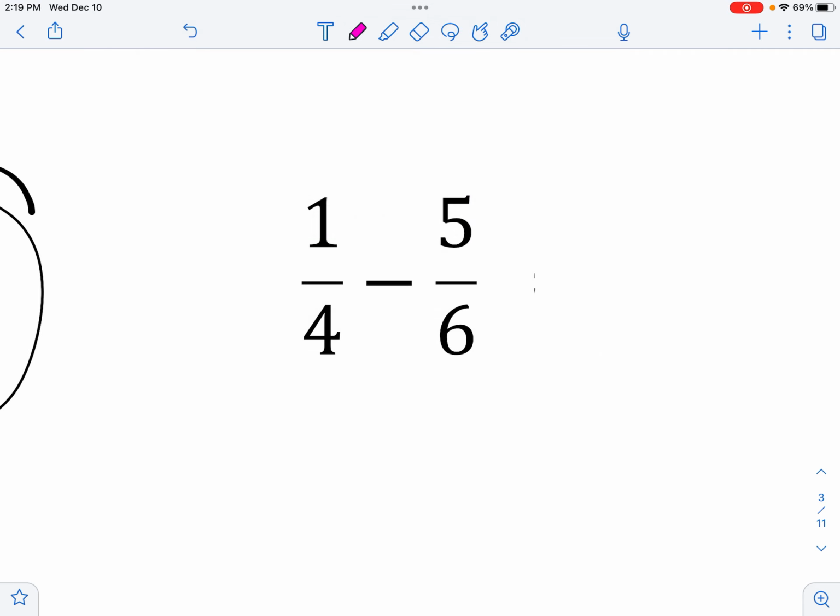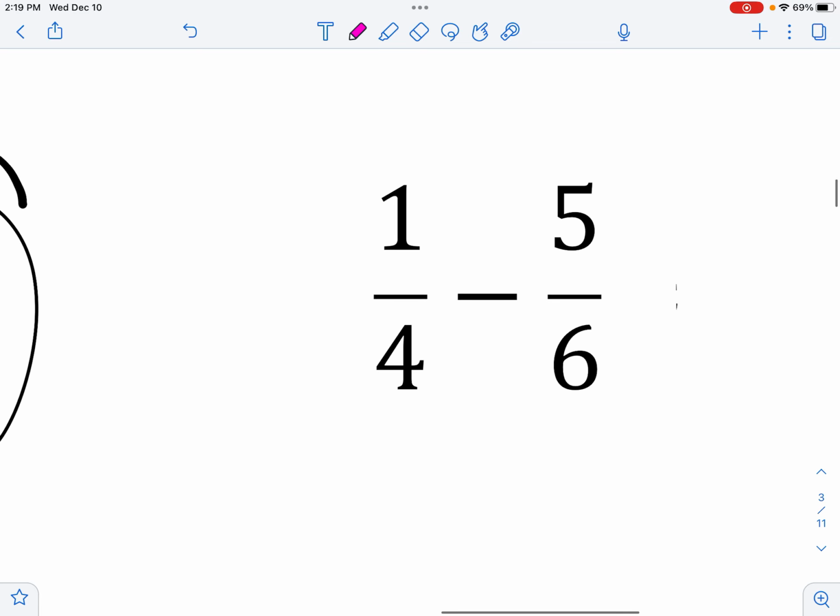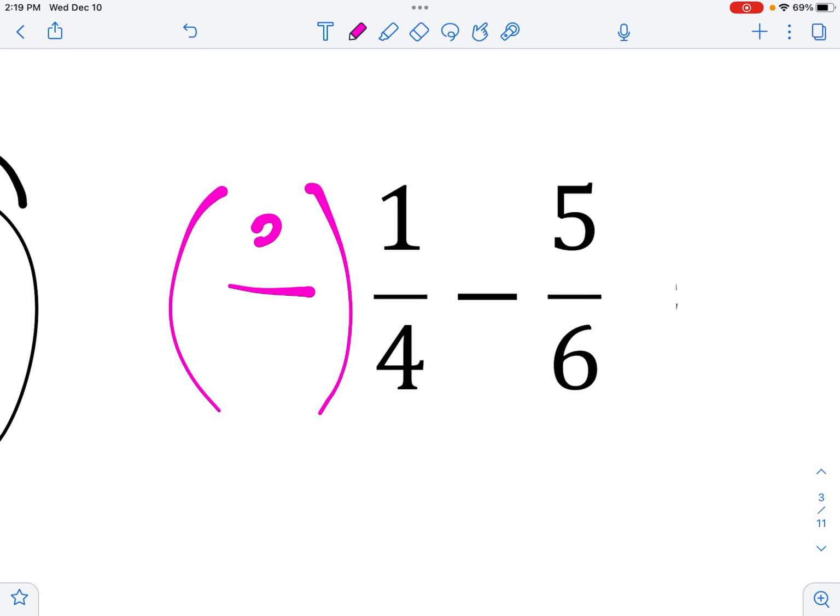So then you need to say, what is the least common multiple, or the common denominator between 4 and 6? The smallest number that they both go into is 12. So you're going to say, well, what do I need to multiply this first fraction by to get that? And that would be 3. So I multiply by 3/3, because 3 times 4 is 12.